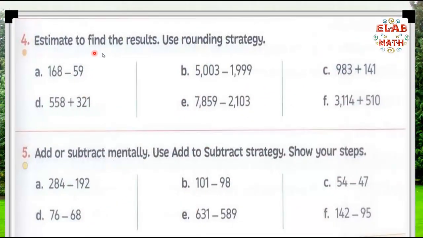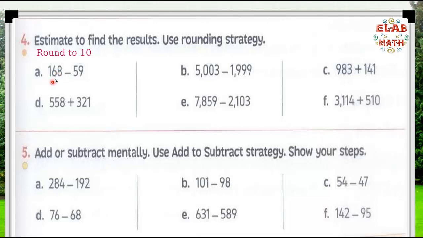Number 4, estimate to find the results using rounding strategy. Rounding strategy, you can round to 10, round to 100, round to 1000 as you like according to your numbers. Here I have 168 and I have here 59. Here we will round to 10. 168 minus 59.